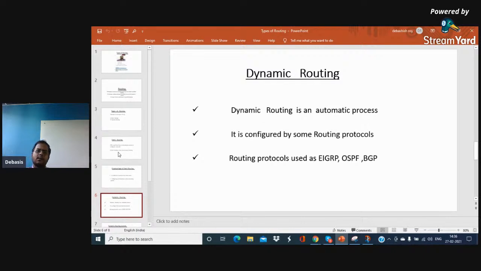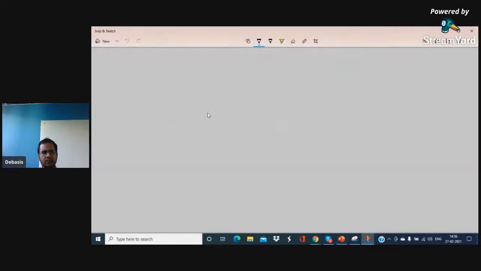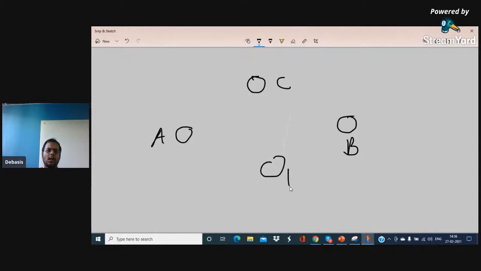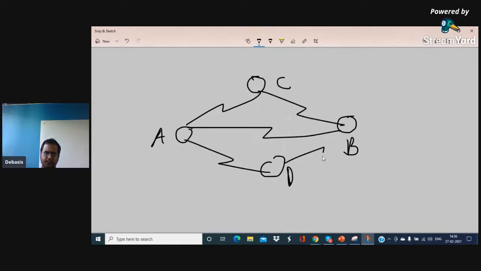What does it mean? Yes, you have to configure it, but you have to configure only the source network part, not the destination network. Say I'm describing it: this is location A, location B, location C, and D. Here, your objective is to go from A to B. Now the path can be through C, and also can be through D.